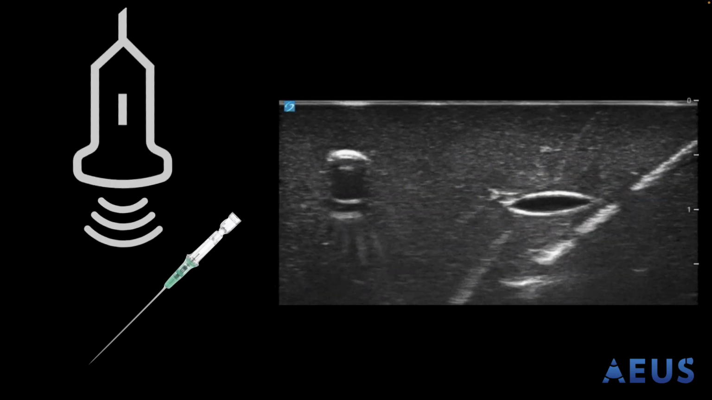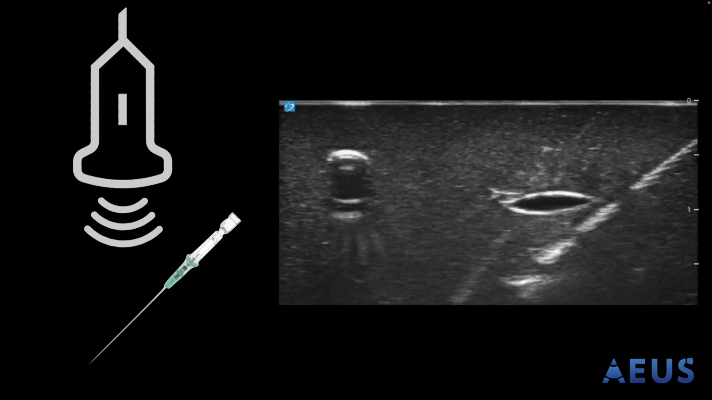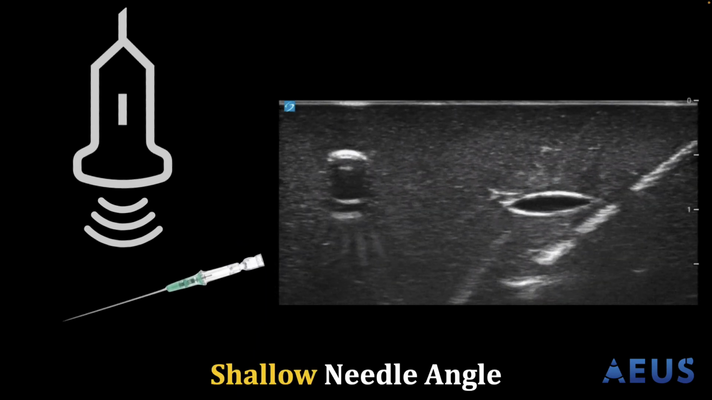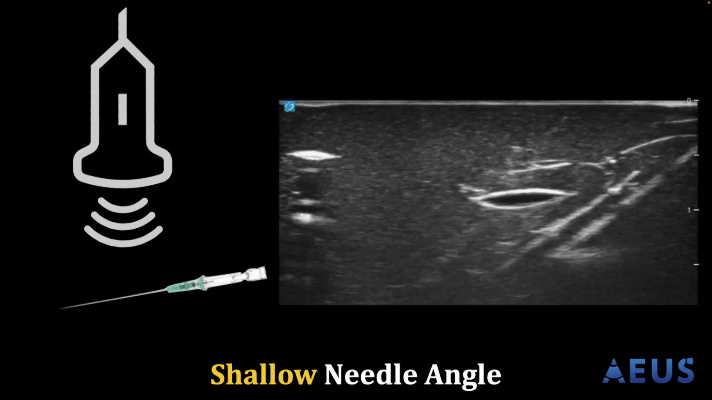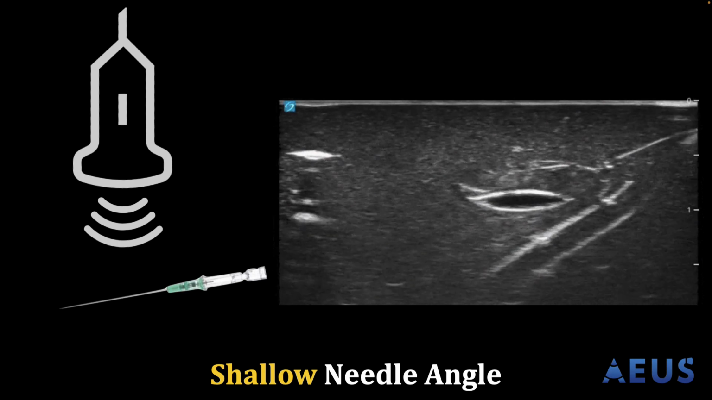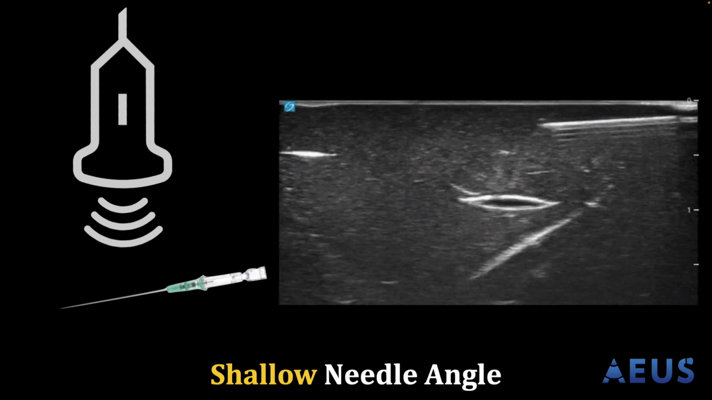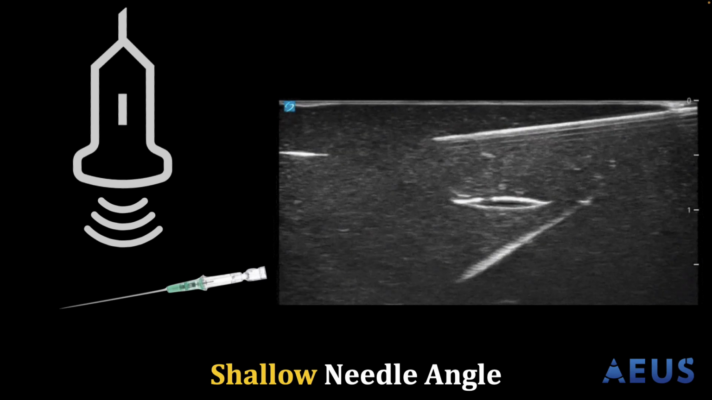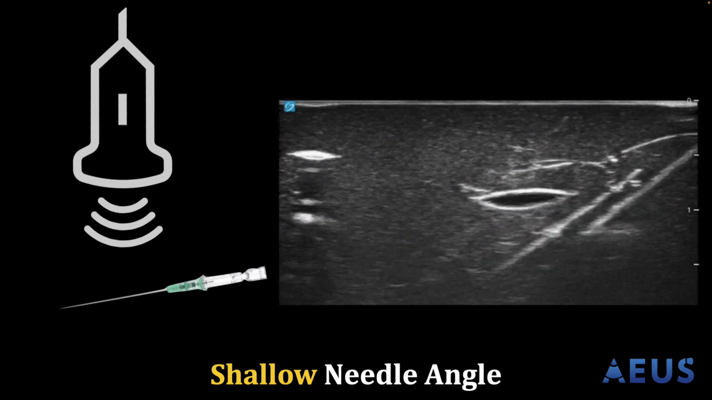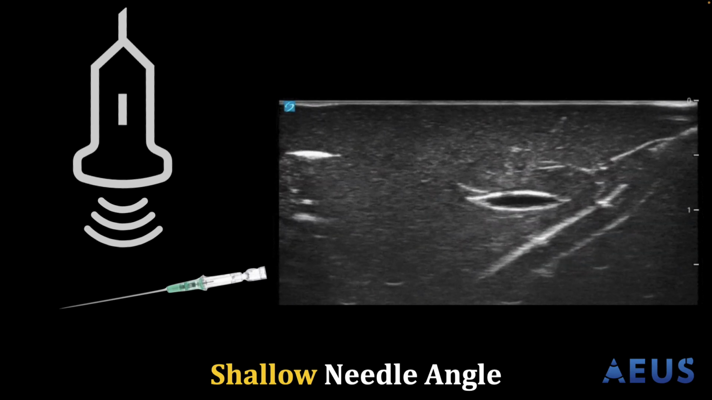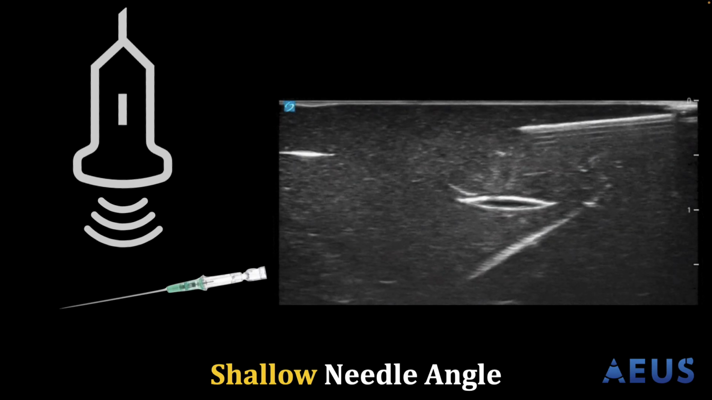An easier technique is to use as shallow a needle angle as possible. Do this by inserting your needle further away from the transducer in order to take the shallowest practical angle. For deeper blocks like the erector spinae or transgluteal sciatic block, this is not always feasible, but is easier for more superficial blocks like the fascia iliaca or forearm blocks.